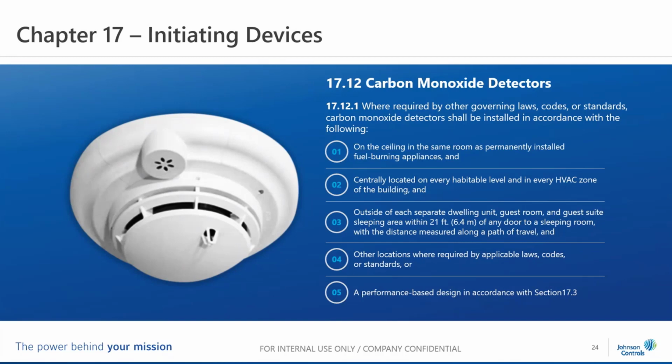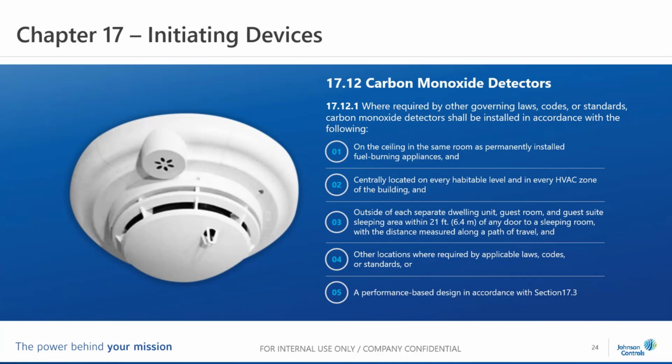Next is centrally located on every habitable level and in every HVAC zone. As carbon monoxide mixes freely, quickly, easily with air, it's going to go everywhere. So the thought is you don't need to have carbon monoxide detectors scattered like you do smoke detectors throughout a facility. You just need one within every HVAC zone because it's going to detect it pretty quickly.